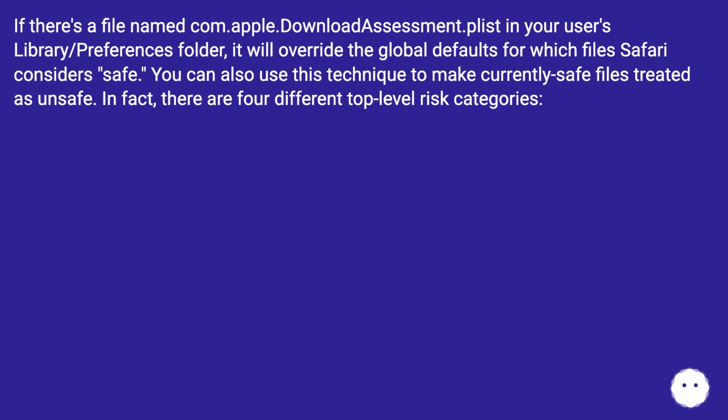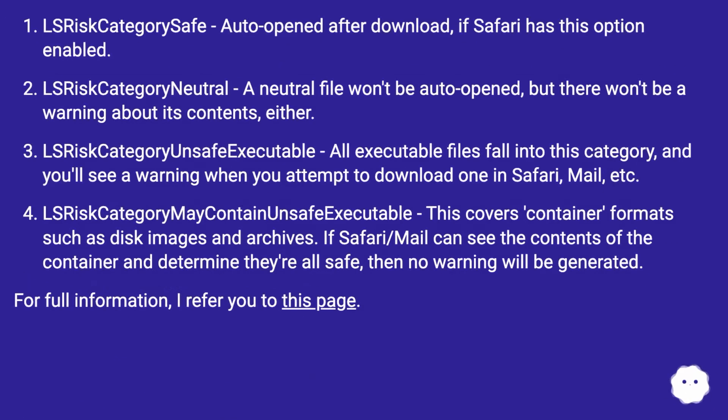In fact, there are 4 different top-level risk categories. Risk category safe: files are auto-opened after download, if Safari has this option enabled. Risk category neutral: a neutral file won't be auto-opened, but there won't be a warning about its contents either. Risk category unsafe executable: all executable files fall into this category, and you'll see a warning when you attempt to download one in Safari, Mail, etc.